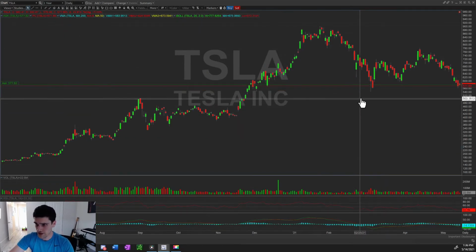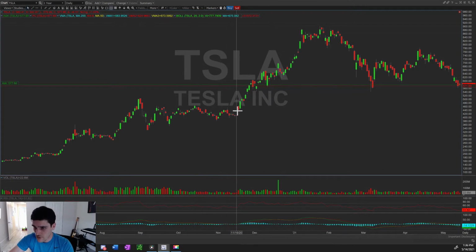Let me remove these lines right here. So on Tesla, the best example I can give you is right here. If you focus here on November 16th, you can see a nice crossing on that indicator, and that coincides with a huge price momentum to the upside. So you can see that it was a nice indication that it was a good buy signal. When the green crosses above the red, it's a buy signal.